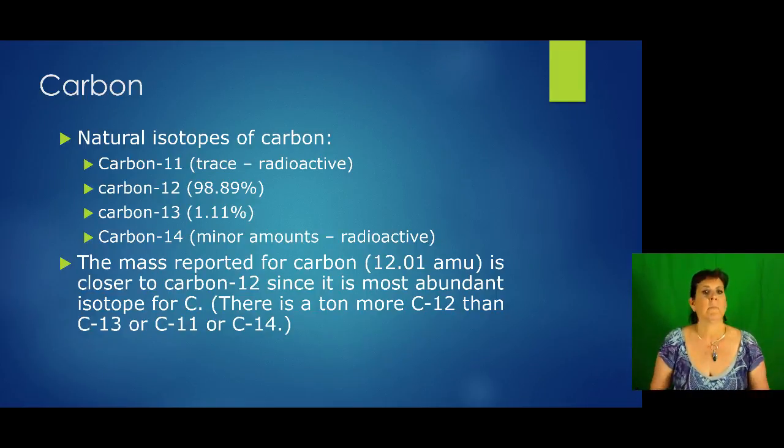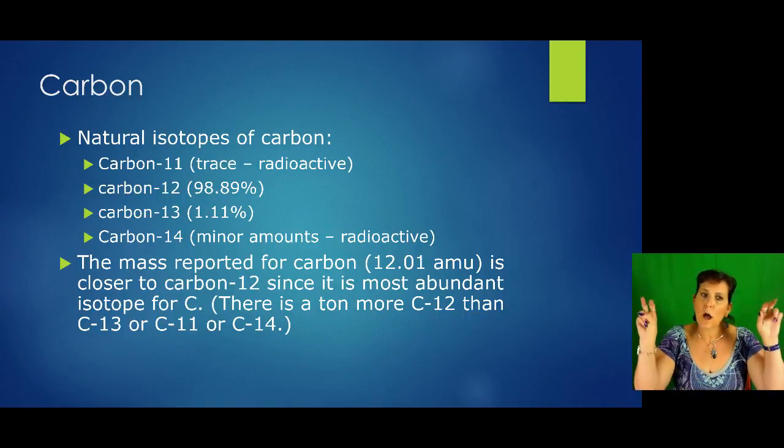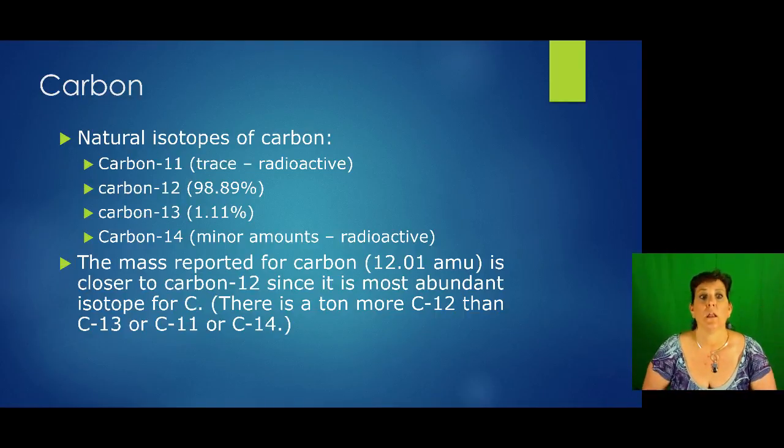It's okay. The mass reported for carbon in the table, 12.01 AMUs, is closer to carbon 12. Carbon 12 is the most abundant isotope. We're going to use the word abundant, meaning there's a lot more carbon 12 than any of the other carbons. Okay, most carbon is the carbon 12.